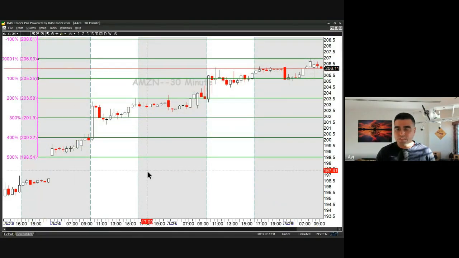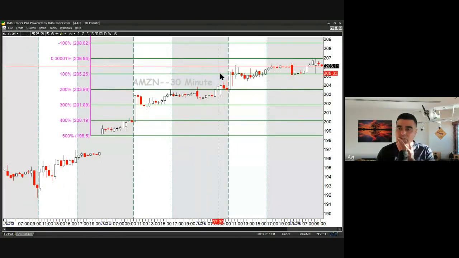But Amazon, interesting, bullish, and then similar to Apple, not as good. Again, possible breakout at 207, but again, it's not convincing. I'm gonna wait and watch.